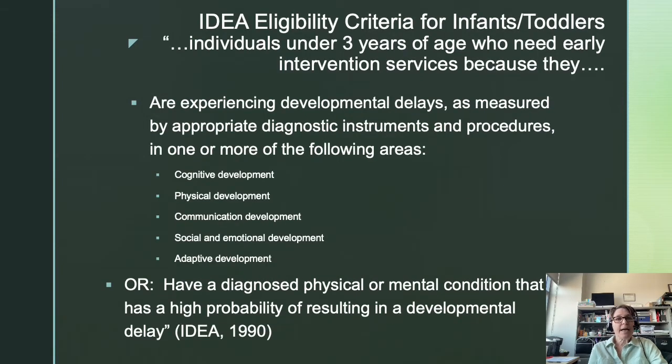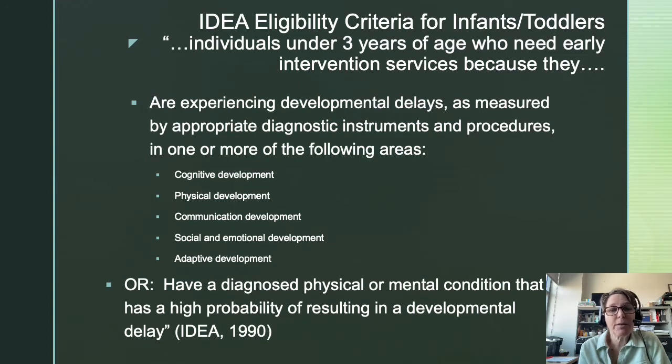So the IDEA eligibility criteria for infants and toddlers, in other words, people who are 3 years of age or younger, are listed here on this slide. And they're pretty broad. Basically, any young child who's experiencing a delay in development as measured by specific tools that we'll talk about in Chapter 3.